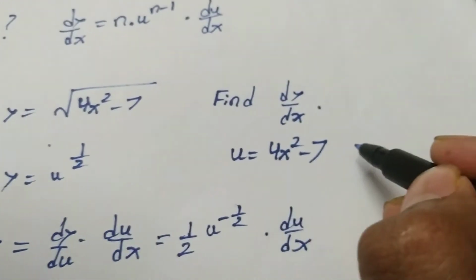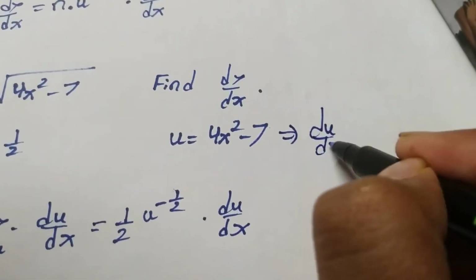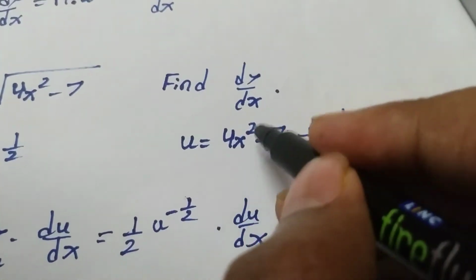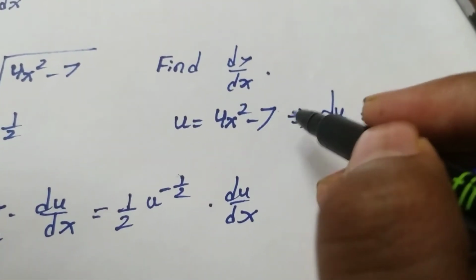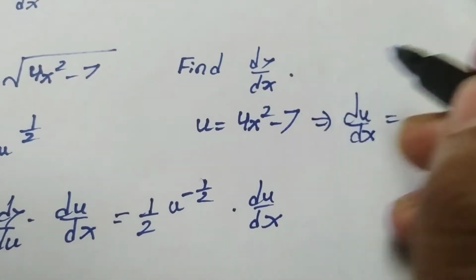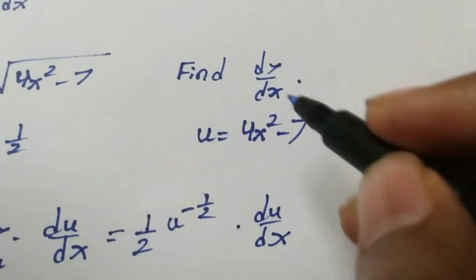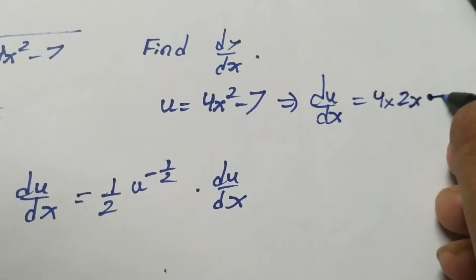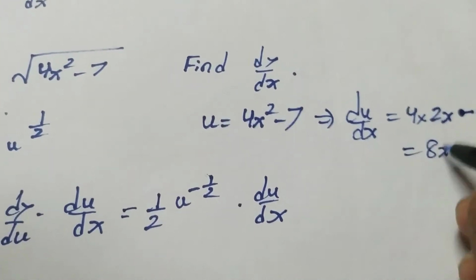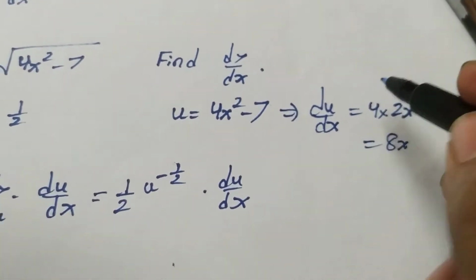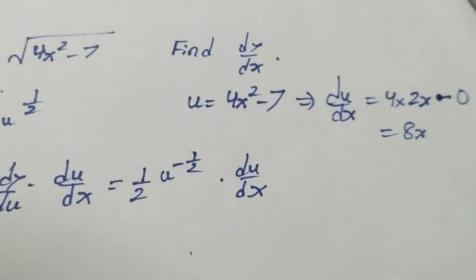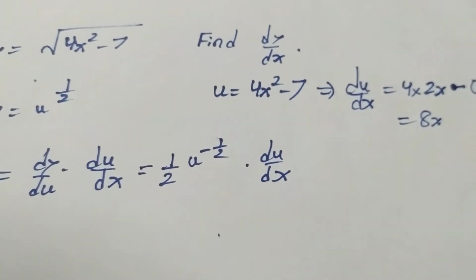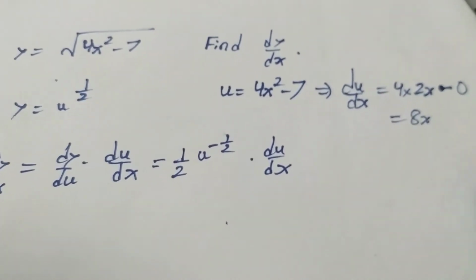Now how to find out du dx? In du dx, we have differentiation of this with respect to x and this with respect to x. Now differentiation of any constant is 0. And differentiation of this one will be 4 into 2x, minus 0. So we have 8x. I'm directly writing down now because I think that you will be proficient with the formulas previously given. So we found du dx as 8x.